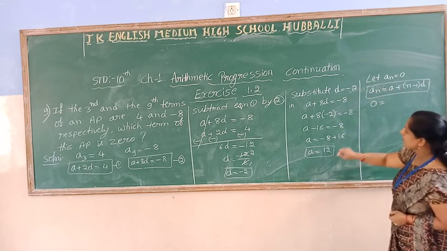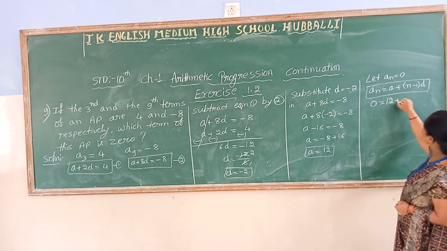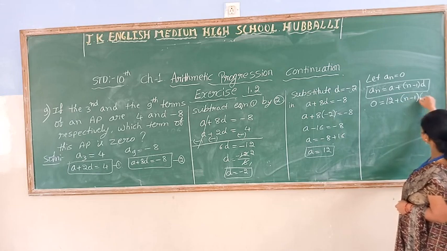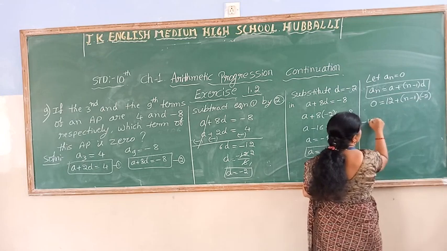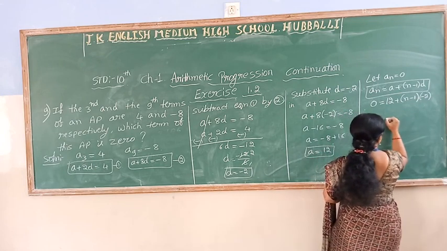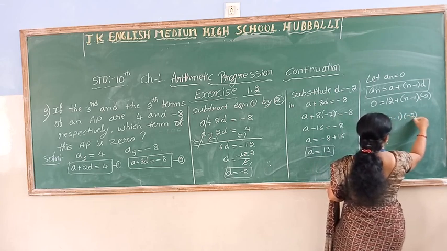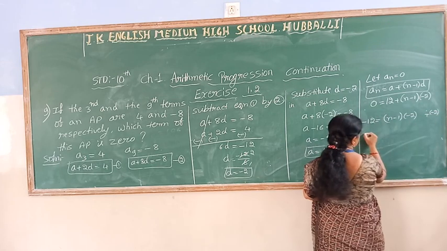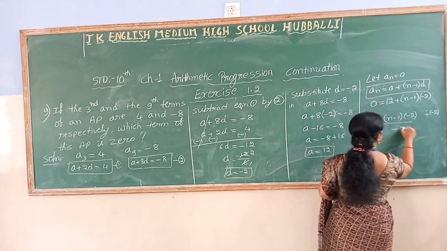The a value we got. So you substitute a value 12, and the n value you have to find out. The d value we got is minus 2. Then 12 you take to this side, it becomes minus 12. Then n minus 1 into minus 2. Divide both sides by minus 2. Then it becomes minus 12 divided by minus 2.